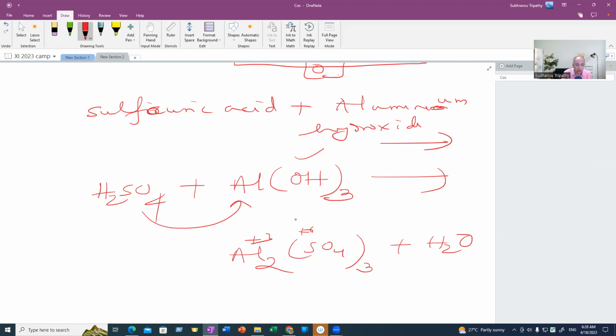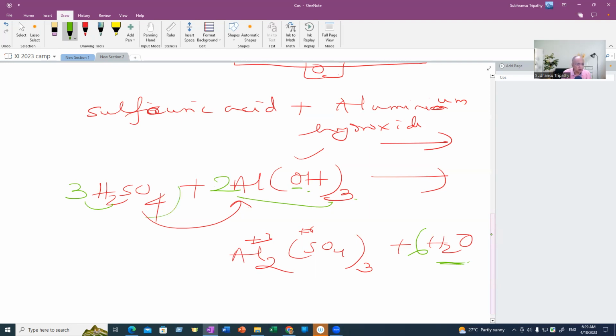Now aluminum is 2, so you have to multiply here by 2. And then sulfate is 3, so you have to make it 3 here. Here you find the source of hydrogen. 3 twos are 6, 3 twos are 6, so there are 12 hydrogen. So you need to make it 6 water, so that there are 6 oxygen here, and here also there are 6 oxygen. 3 twos are 6. The sulfate ion has already been balanced.